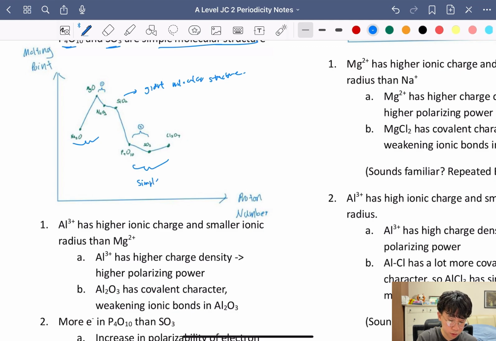I'll just put here the giant ionic lattice as well.